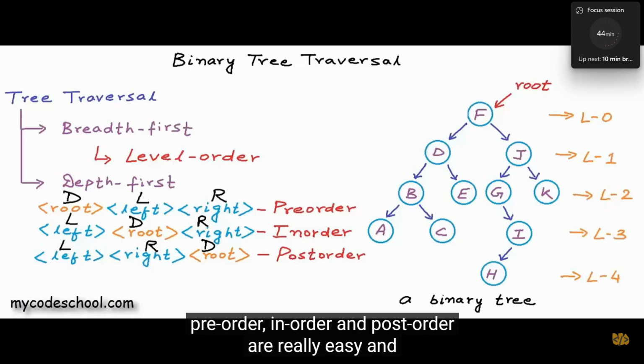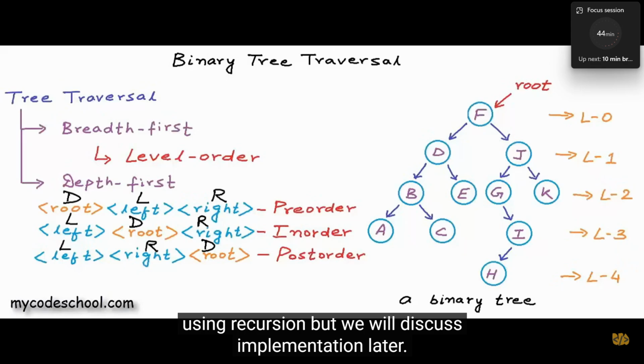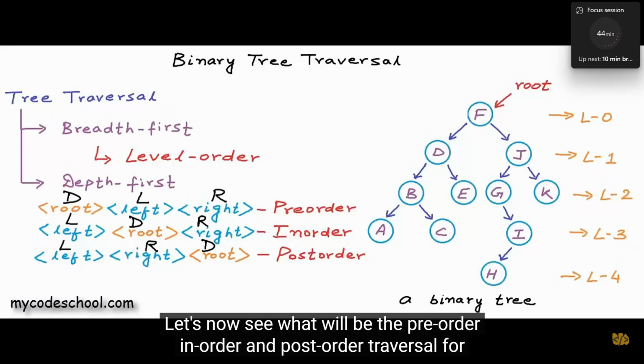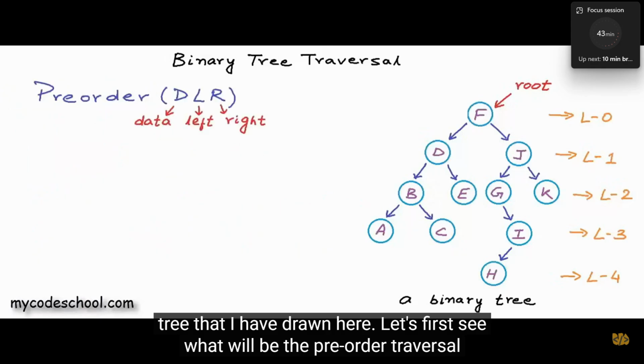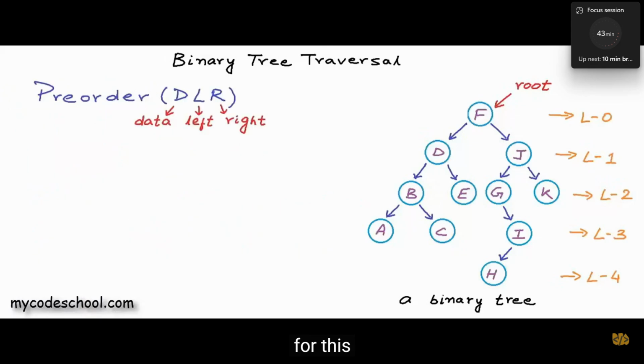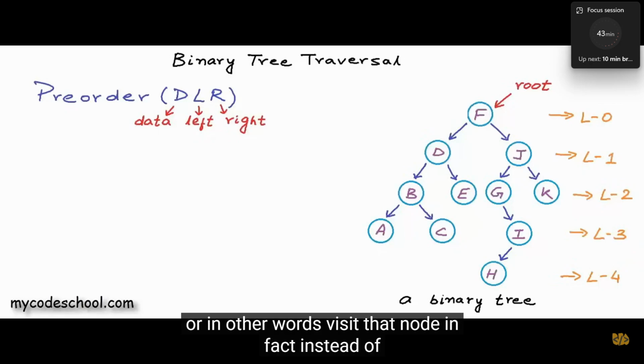Pre-order, in-order, and post-order are really easy and intuitive to implement using recursion, but we will discuss implementation later. Let's now see what will be the pre-order, in-order, and post-order traversal for this tree that I've drawn here. Let's first see what will be the pre-order traversal for this binary tree. We need to start at the root node, and for each node we first need to read the data, or in other words visit that node.